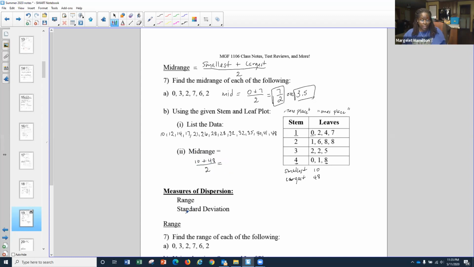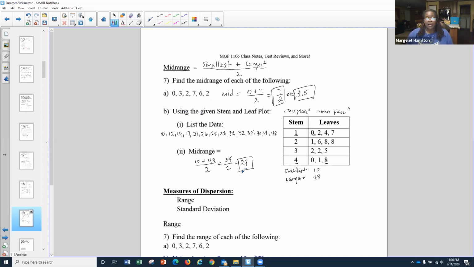We get our calculator and we do the magic. 10 plus 48, which you know is 58, divided by 2. And 58 divided by 2 is 29. So our mid-range for this set of data is 29.